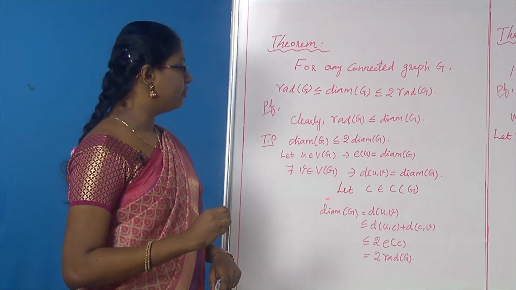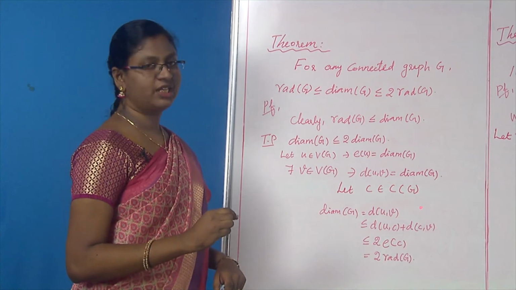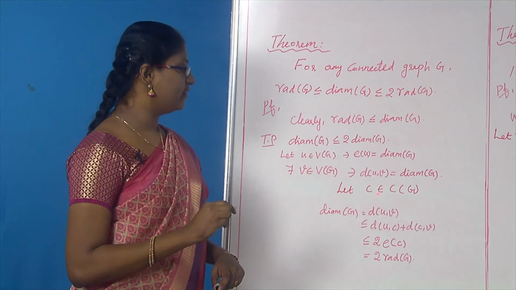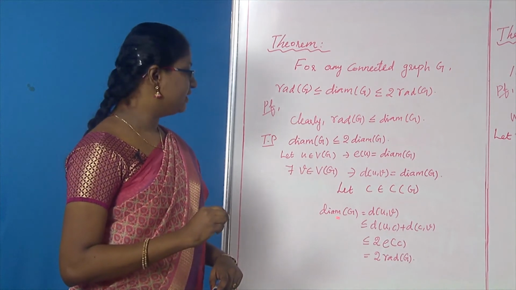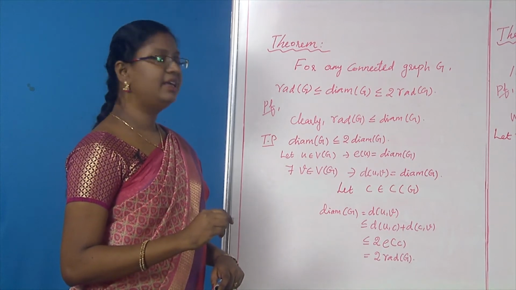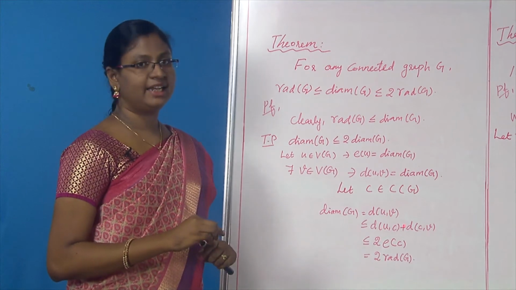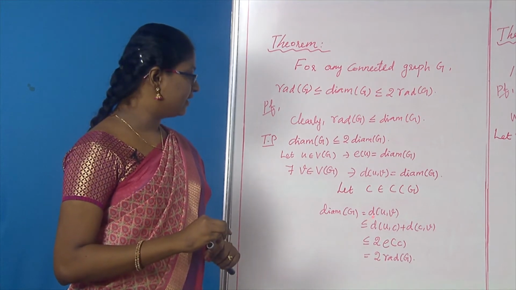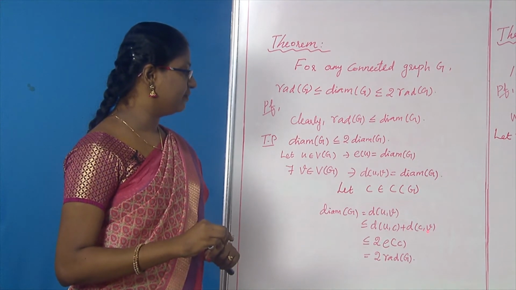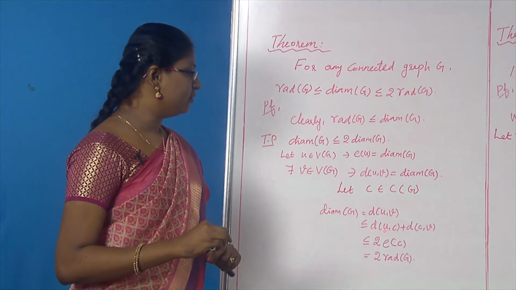What I am going to do is consider another vertex from the center of G. So, c belongs to center of G. That tells me eccentricity of c will be the minimum. Consider diameter of G, that is equal to d of u comma v. Here d is a metric that we already know, which means it satisfies the triangle inequality, right. So, by applying that, it is less than or equal to d of u comma c plus d of c comma v.